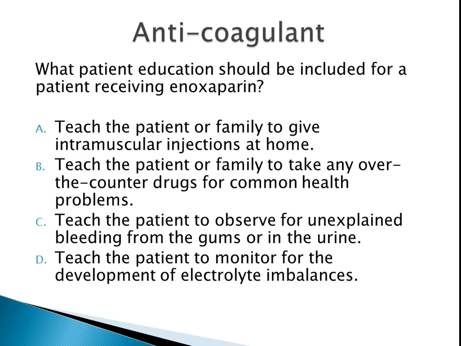So what patient education should be included for a patient receiving enoxaparin? You're going to look for bleeding anywhere, including unexplained bleeding from the gums or in the urine. A says to teach the family to give it IM at home. Do we give it IM? No, we give it sub-Q. Tell them to take any over-the-counter products. No, we don't want something that prolongs bleeding time. And teach the patient to monitor for the development of electrolyte imbalances. We don't have electrolyte imbalances with enoxaparin, an anticoagulant.